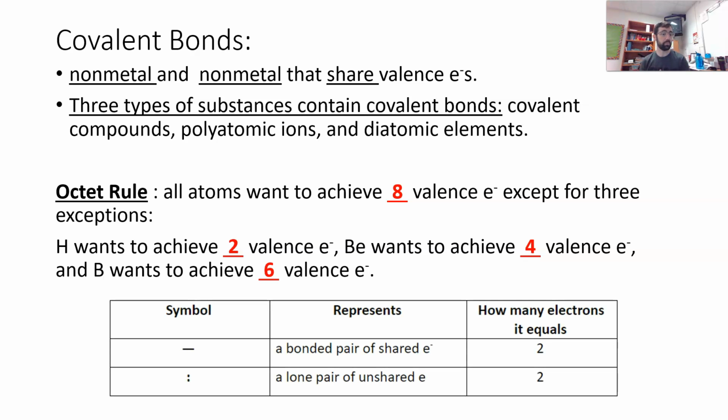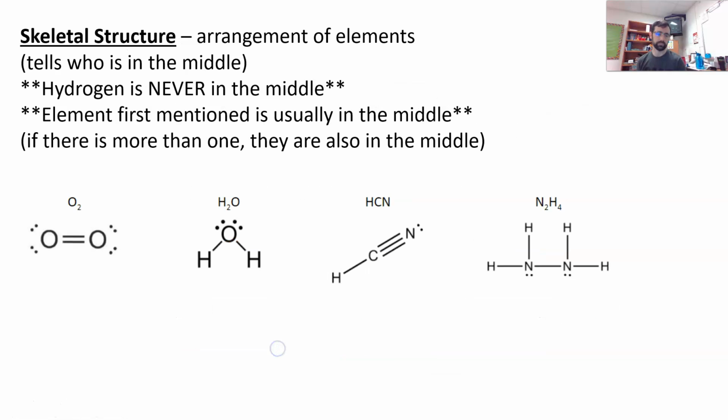The symbols for bonds and for pairs of electrons are as follows. A bond is represented by just a line. That's a bonded pair of electrons, and it's 2 electrons. A lone pair of unshared electrons is also 2 electrons, but we show that with 2 dots. So each dot is 1 electron, 2 dots are 2 electrons, and a line shows 2 electrons that are being bonded or shared between 2 atoms.